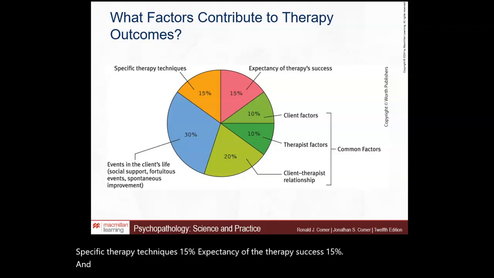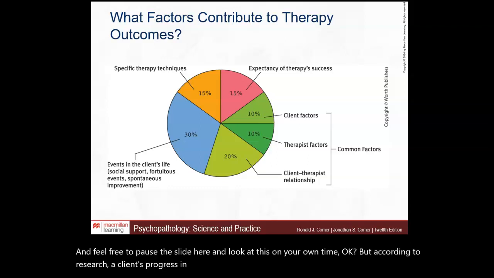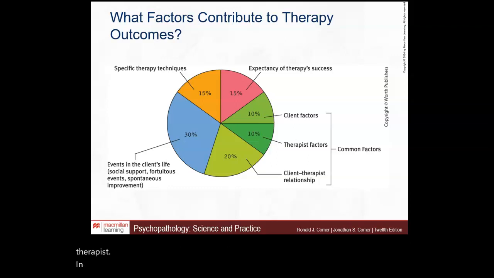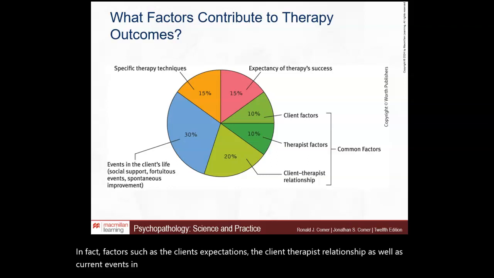Feel free to pause the slide here and look at this on your own time, okay? But according to research, a client's progress in therapy relates only partly to the specific strategies used by the therapist. In fact, factors such as the client's expectations, the client-therapist relationship, as well as current events in the client's life may collectively have the most influence on the outcome of the specific type of treatment.